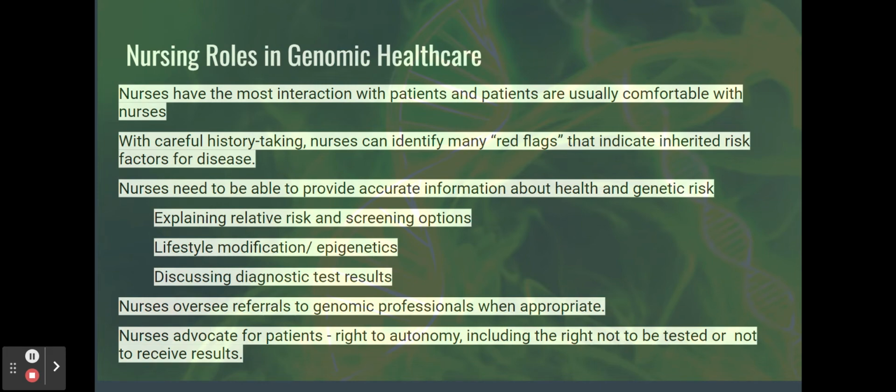With careful history taking, nurses can identify many red flags that indicate inherited risk factors for health problems. You are going to see this next week in more detail when we discuss how to take a history that includes familial risk and how to construct a pedigree. Pedigree is sort of like a map of who's in your family, what health problems they've had, whether they're alive, what they died from if they are not. And it gives us a really good understanding of what genes might be lurking in that family tree.